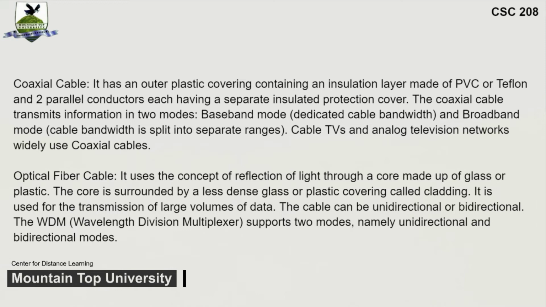Optical fiber cable. It uses the concept of reflection of light through a core made up of glass or plastic. The core is surrounded by a less dense glass or plastic covering called cladding. It is used for the transmission of large volumes of data. The cable can be unidirectional or bidirectional. The WDM, wavelength division multiplexer, supports two modes, namely unidirectional and bidirectional modes.